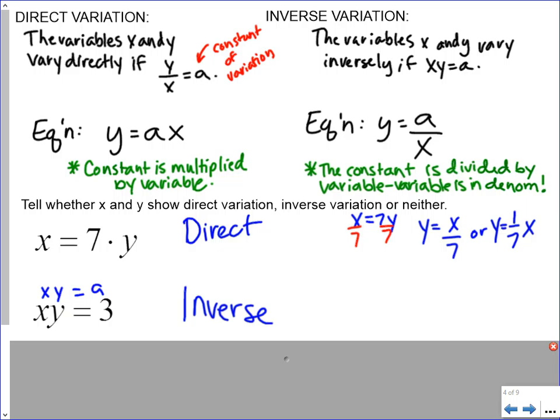If you don't use the definition like Jackson did, then you would look at xy equals 3, and you could do what we did up here, which was solve for one of the variables. Maybe I'll solve for y, so I'll divide both sides by x, and now I have y equals 3 divided by x, which puts the variable in the denominator, so that is in fact inverse.